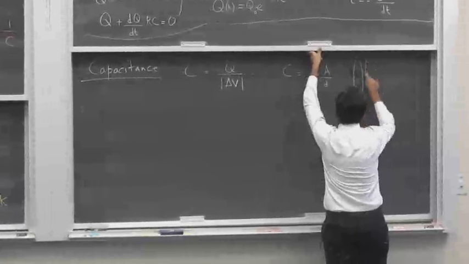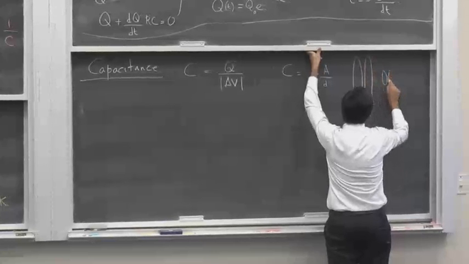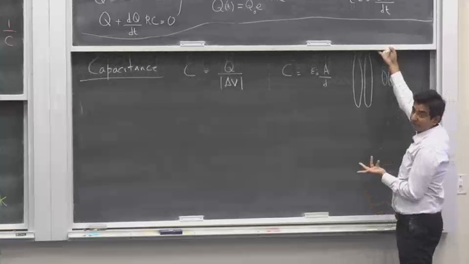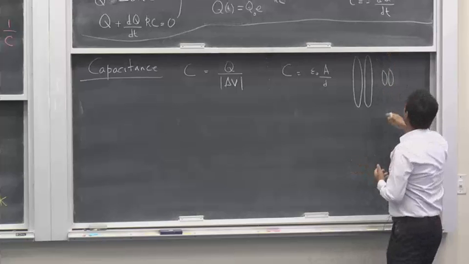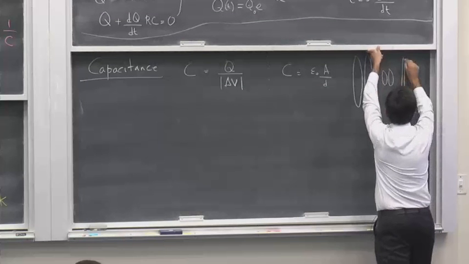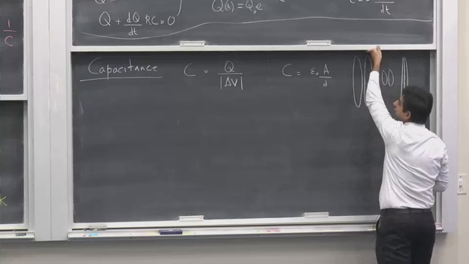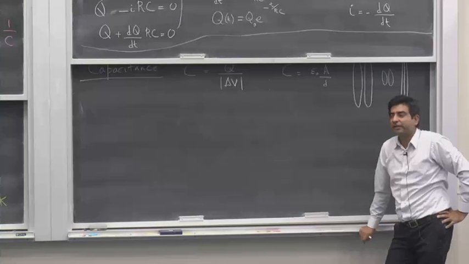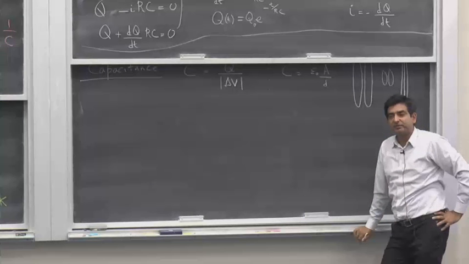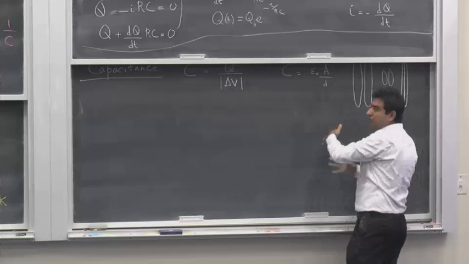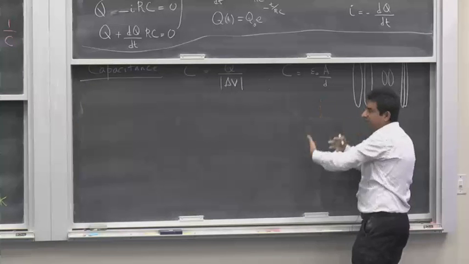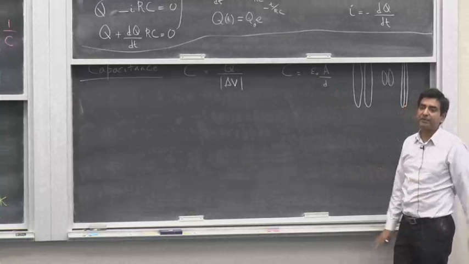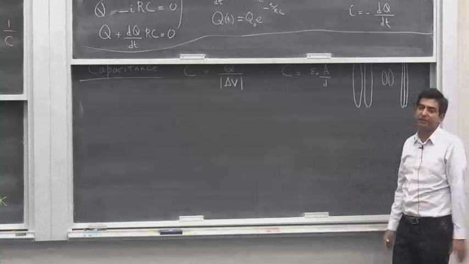Bigger plates compared to smaller plates will have a higher capacitance. They can store more charge for the same potential difference. Plates that are closer together can store a bigger amount of charge for the same potential difference. So this is what we have for a parallel plate capacitor. It's proportional to the area of overlap, and it's inversely proportional to the distance between the plates. And there's a constant here, which is the permittivity of free space. We're assuming that there is air or free space between the plates.